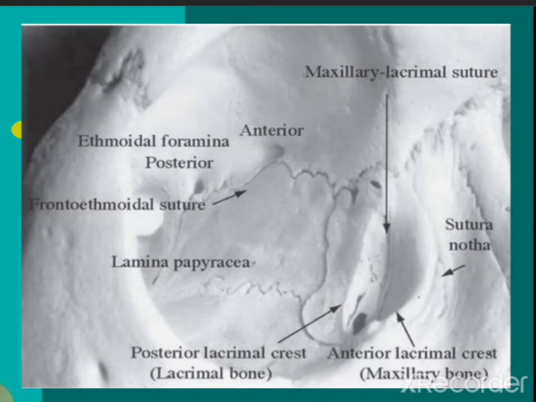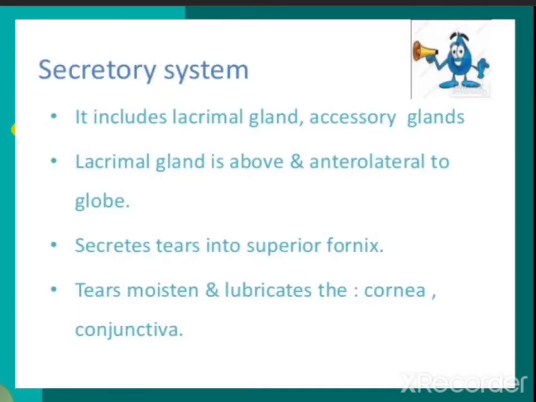So here we can see the lacrimal crest, which is lying in the maxillary bone, the anterior and the posterior lacrimal crest. The posterior lacrimal crest lies in the lacrimal bone, and the anterior lacrimal crest lies in the maxillary bone. Secretory system includes the lacrimal gland and accessory glands. Lacrimal gland is above and anterolateral to the globe, and secretes tears into the superior fornix. It moistens and lubricates the cornea and the conjunctiva.